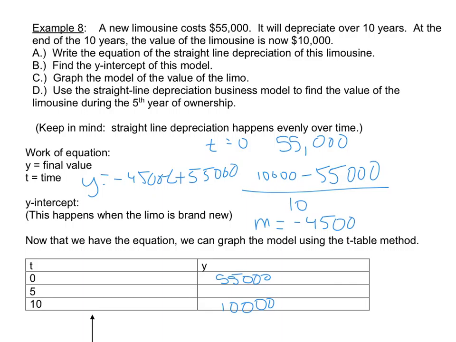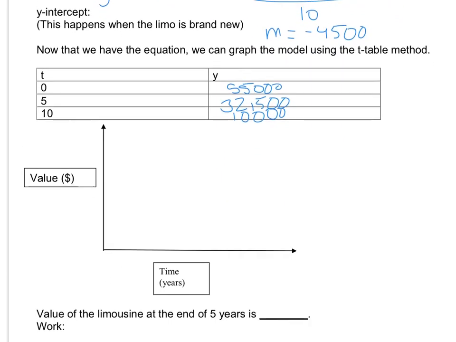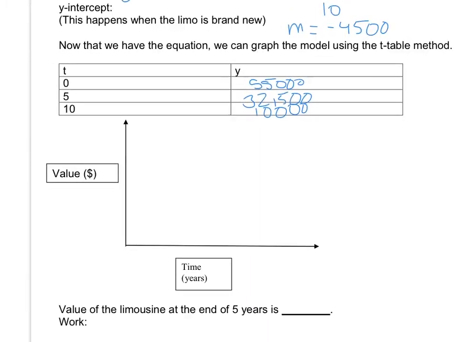Use that to find after 5 years, meaning substitute in 5 for the t and calculate it out. If you do that, you should get 32,500. So if we look at our graph below now, so see how we have a couple key pieces to talk about here.